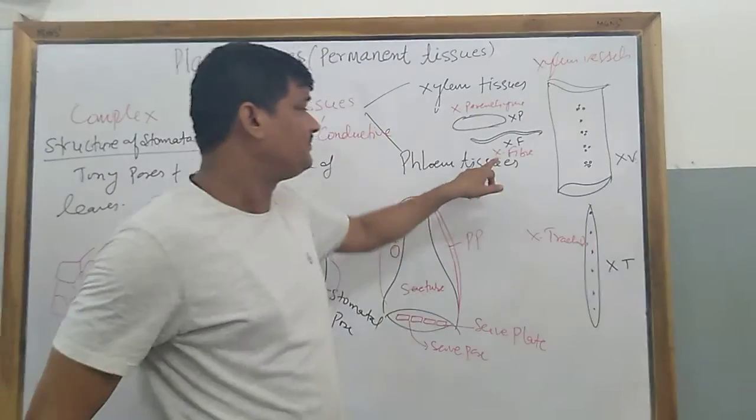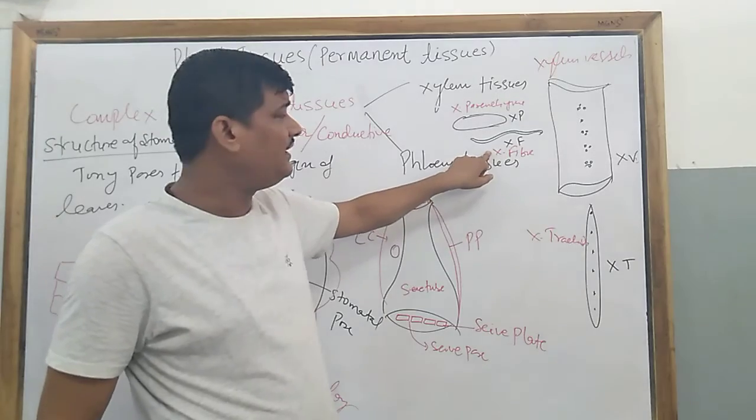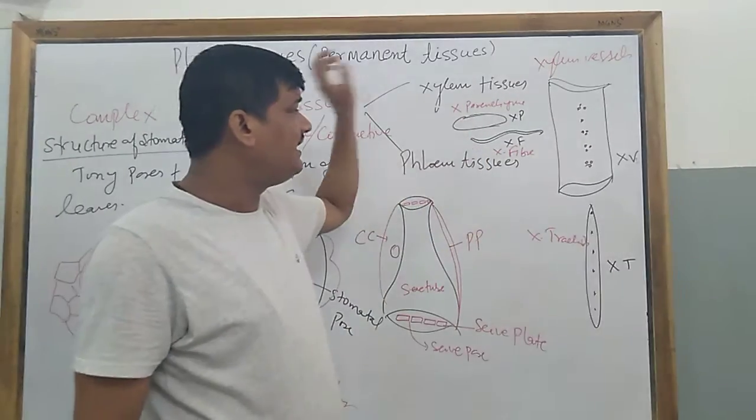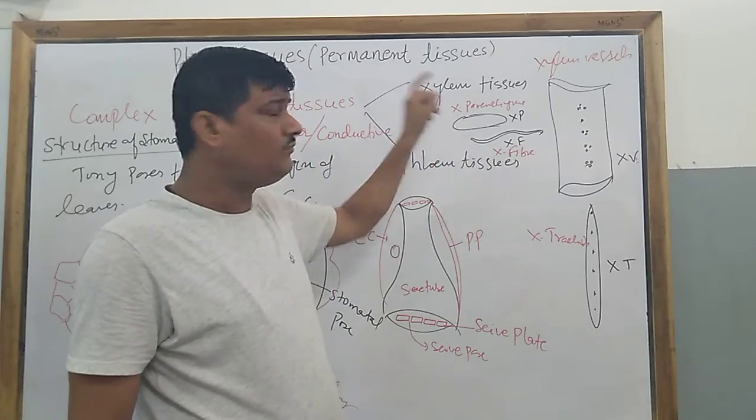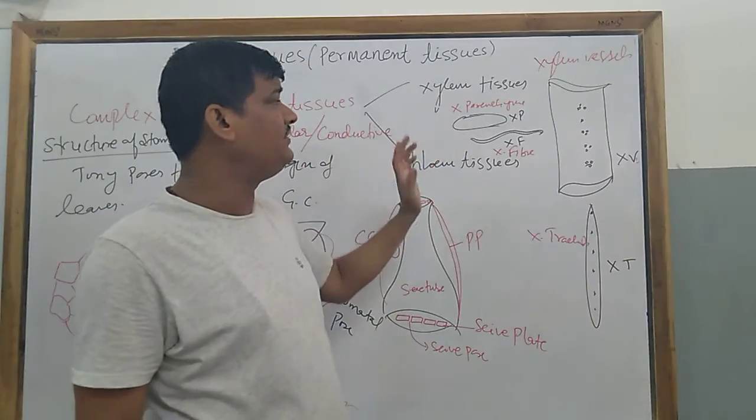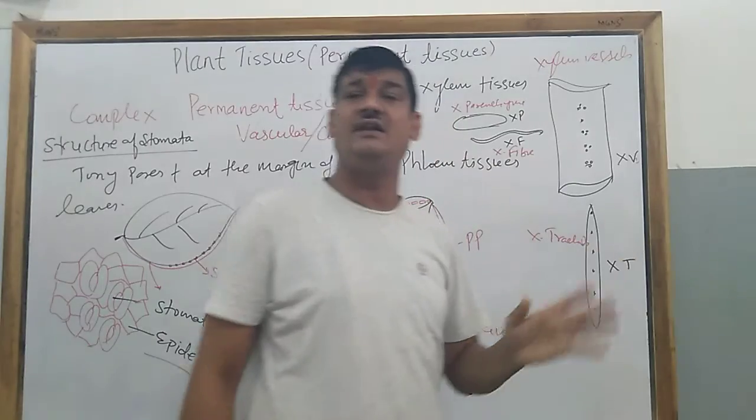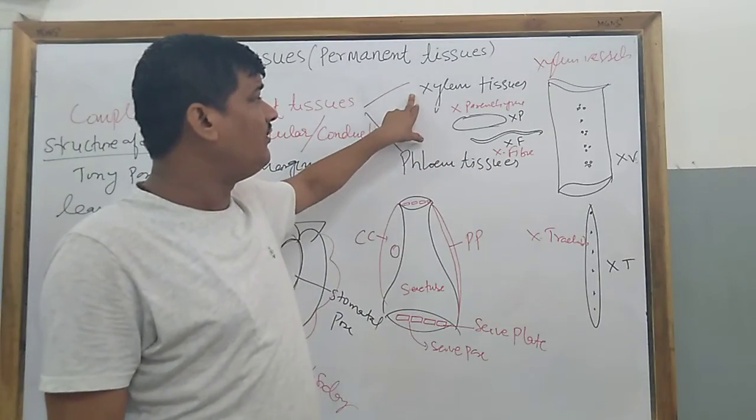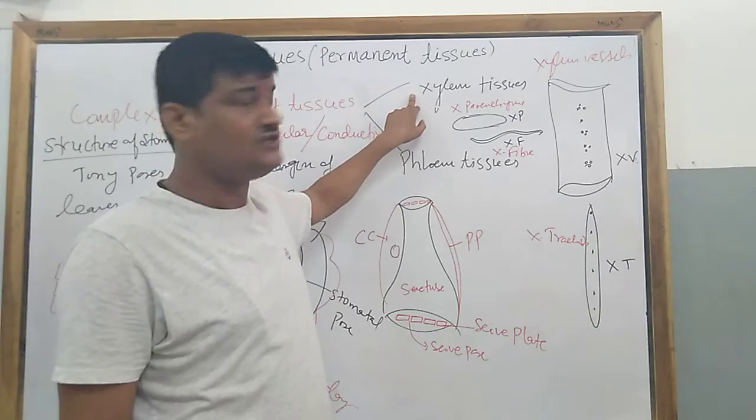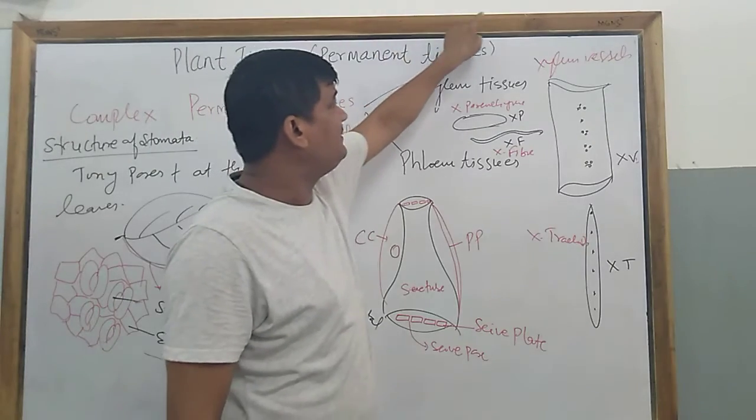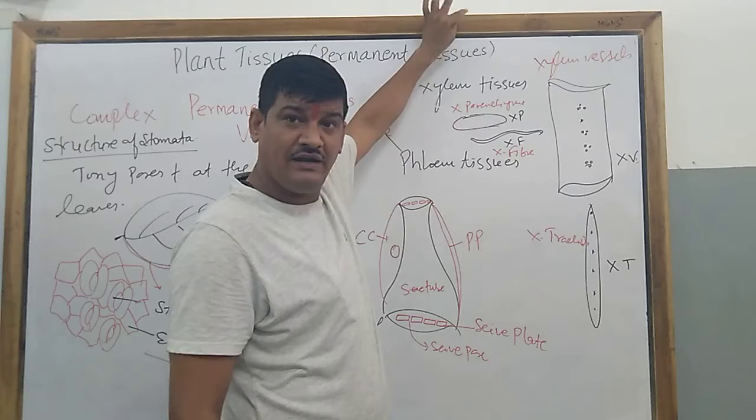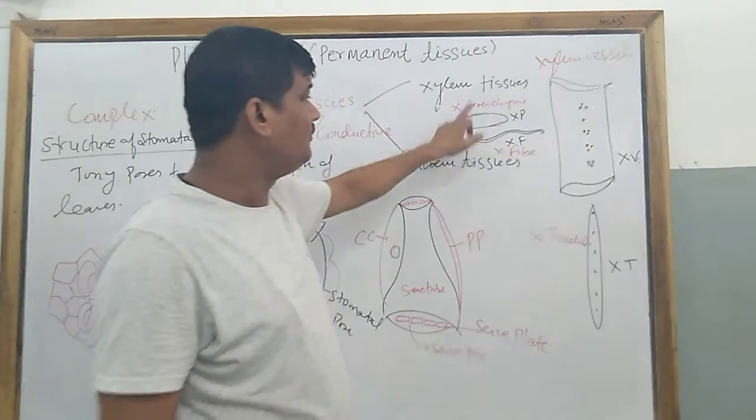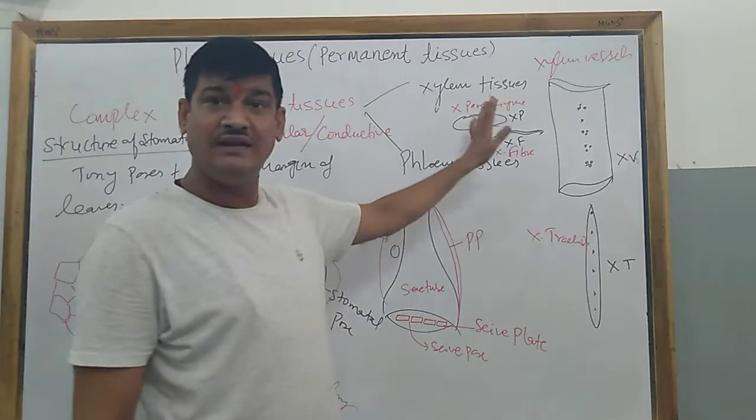The third one is the xylem fiber. Xylem fiber is an elongated thread-like structure, and xylem parenchyma is the only living part of the xylem tissue, and the remaining 3 are dead cells. So therefore we call xylem a dead tissue. So this is the structure of the xylem tissue.